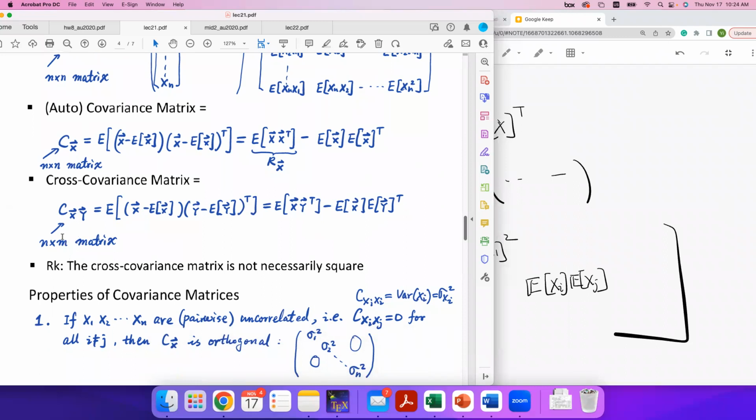So this cross covariance matrix is not necessarily square, because x may be an n-dimensional column vector, and this could be an m-dimensional row vector. So the size could be a rectangle. Right? But the autocovariance matrix is a square because it is x correlated with itself. So the dimension is n by n. Right?